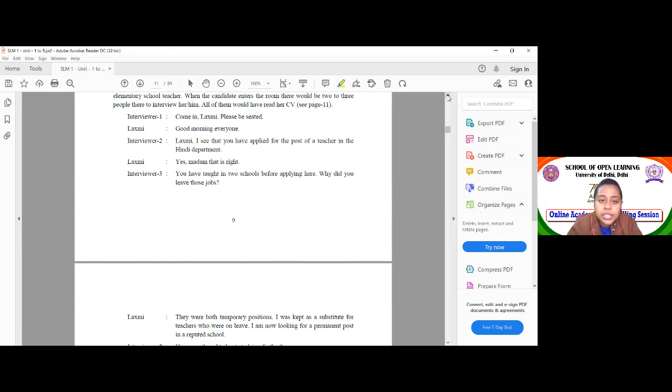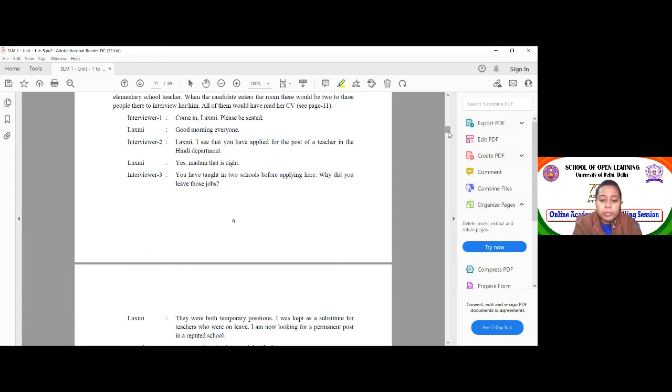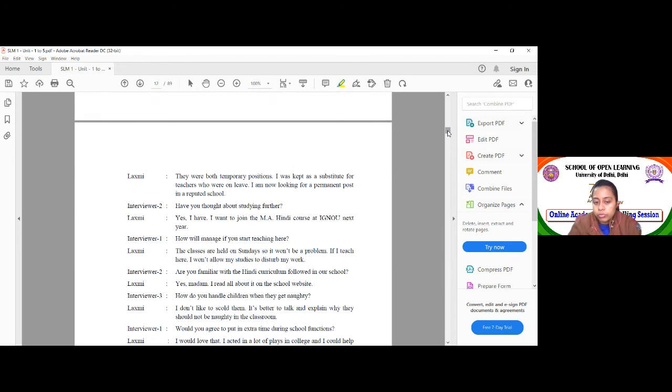Come on in, Lakshmi, please be seated. Good morning, everyone. I see that you have applied for a post of the teacher in the Hindi department. Yes, madam, that is right. You have taught in 2 schools before applying here. Why did you leave those jobs? They were both temporary positions. I was kept as a substitute for teachers who were on leave. I'm now looking for a permanent post in a reputed school.